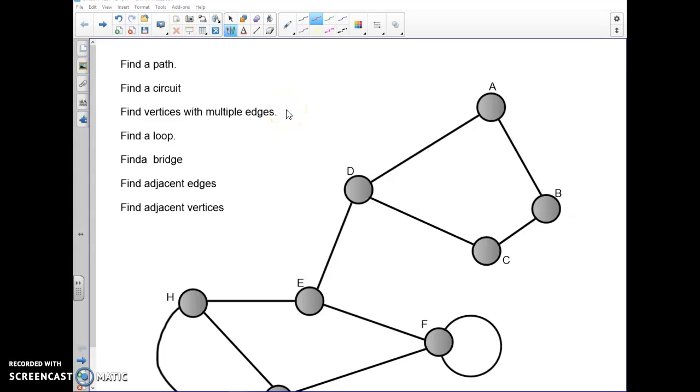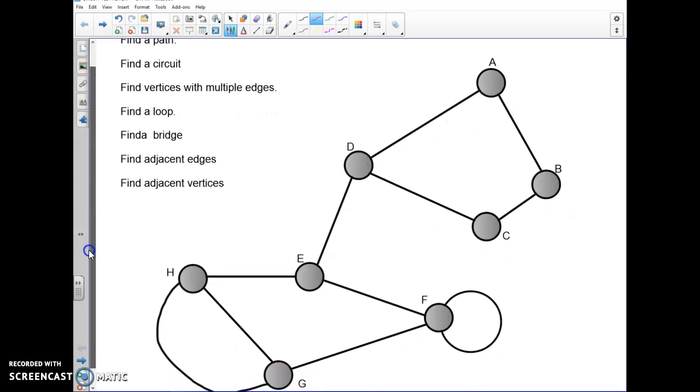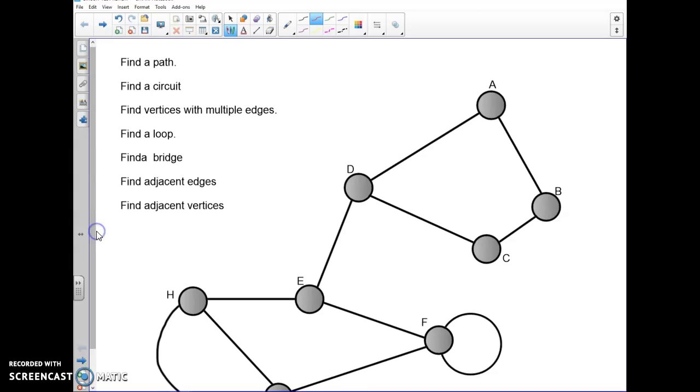Right, guys, so here's our review for our test. Okay. Our first picture here, we are going to find a path, a circuit, vertices with multiple edges, a loop, a bridge, adjacent edges, and adjacent vertices. And keep in mind, there's more than one right answer here.